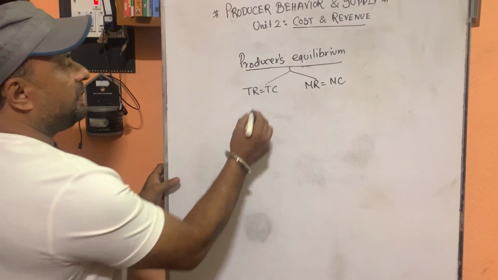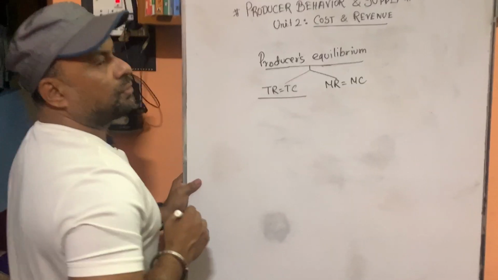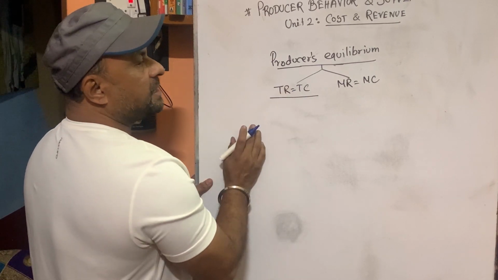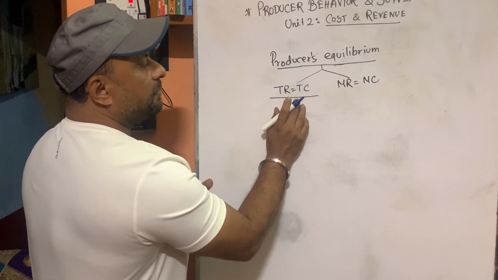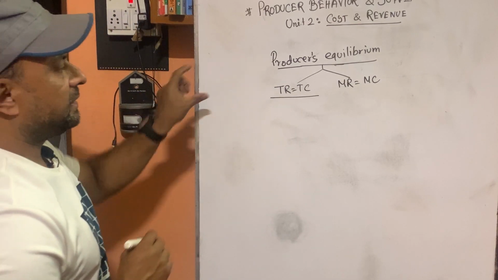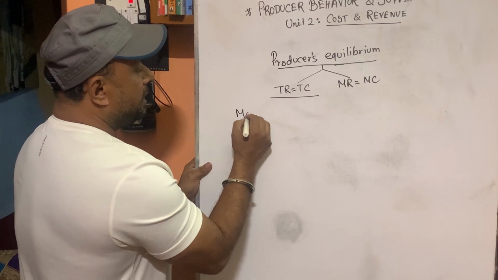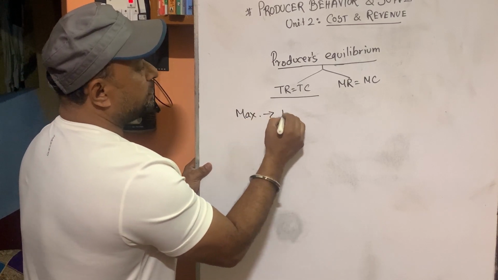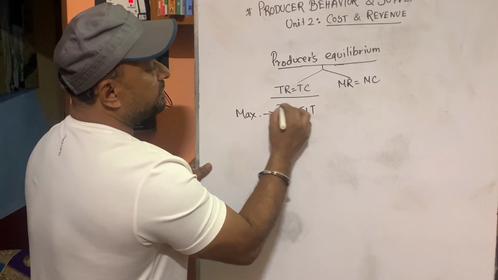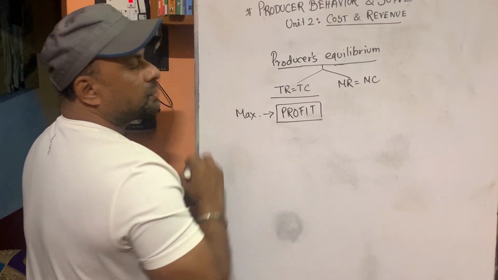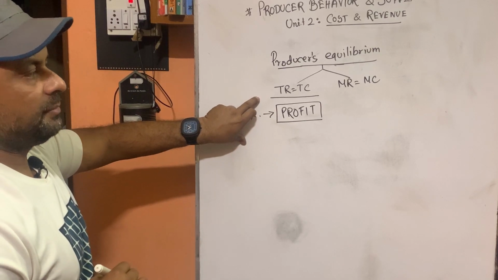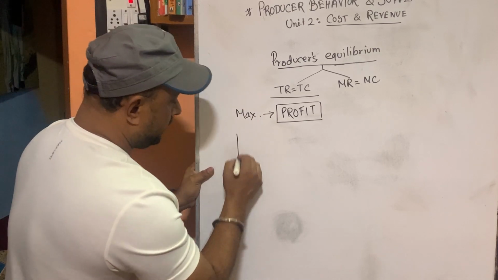Okay. Now, the first one is the total revenue, total cost approach, the TRTC approach. In the TRTC approach, the producer reaches equilibrium at that level where he can maximize his profit, because the producer's main target is to earn profit. So here he can maximize his profit. This is the producer's equilibrium level. Okay, we can draw it in the figure also.